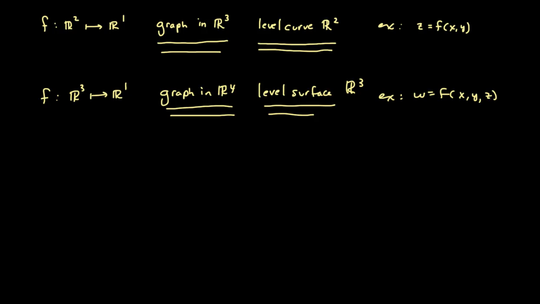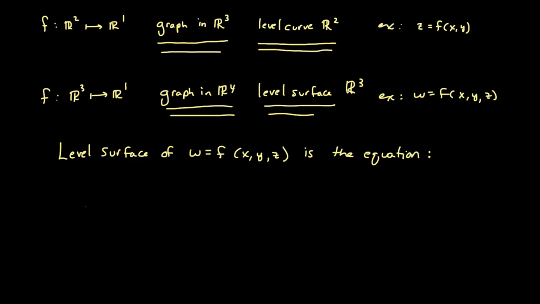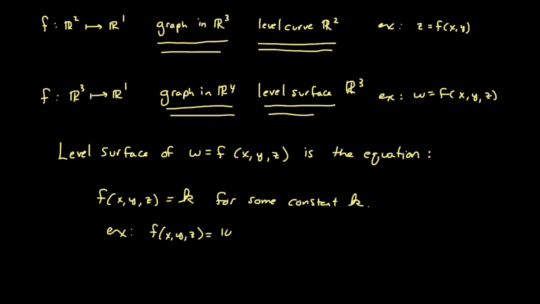Let's define a level surface. A level surface of the function W equals f of x, y, z is the equation f of x, y, z equals k for some constant k. An example of that might be f of x, y, z equals 10. This is a level surface. It doesn't give us the entire function. It just gives us what the function looks like when the output is 10.